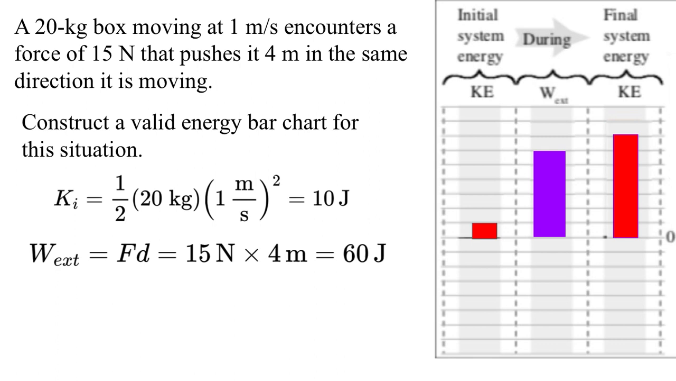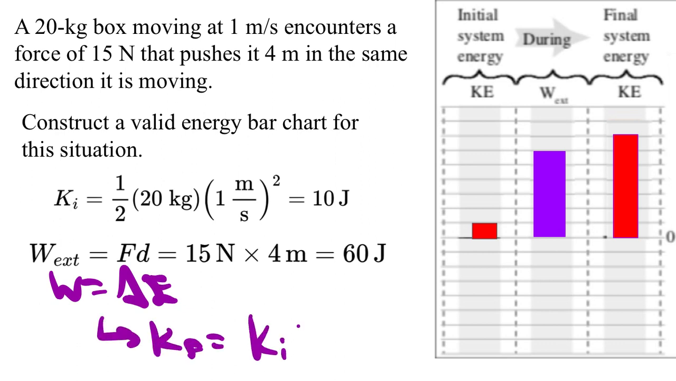And we know that since the work is the change in the energy, then it must be that the final kinetic energy is the initial kinetic energy plus the work. So our 10 plus 60 gives us a total of 70. And then, because everybody's a multiple of 10, it was easy to just say let 1 bar be 10, and we get the picture as it looks.